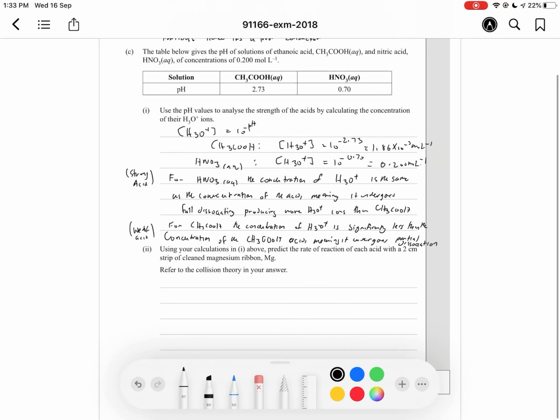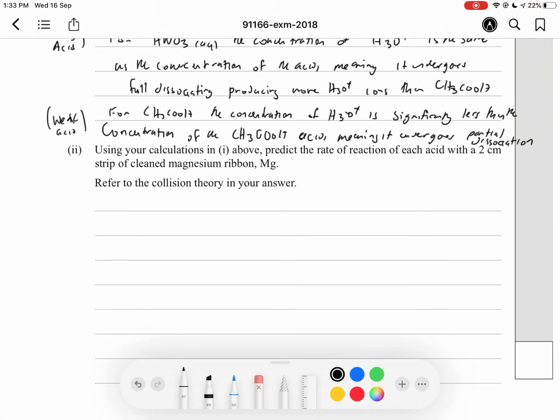So part 1 and part 2 are both linked. So we'll do part 2 first. Using your calculations in part 1 above, predict the rate of reaction of each acid with a 2 cm strip of clean magnesium ribbon, Mg. Refer to the collision theory in your answer.